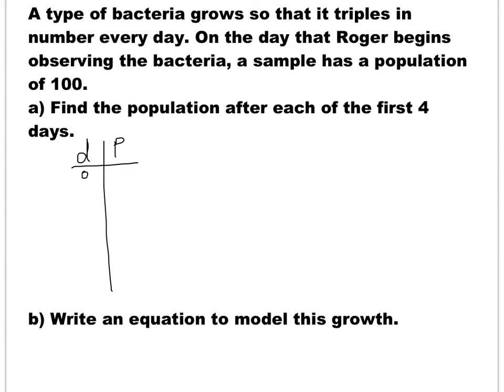At D0, meaning initially, we have 100. Day 1, we are going to triple this one, so we are going to have 300. Day 2, we triple this one, 900. Day 3, we triple this one, 2700. And day 4 is going to be triple of this guy, which is going to be 8100 bacteria.